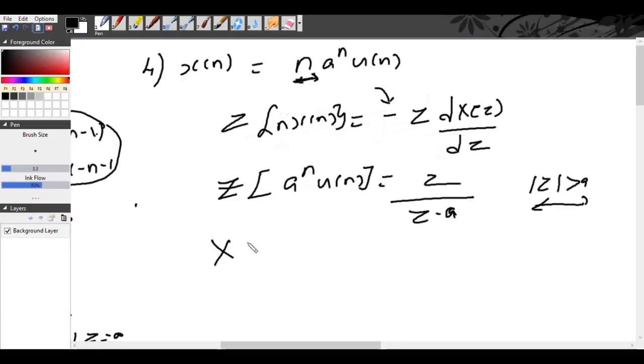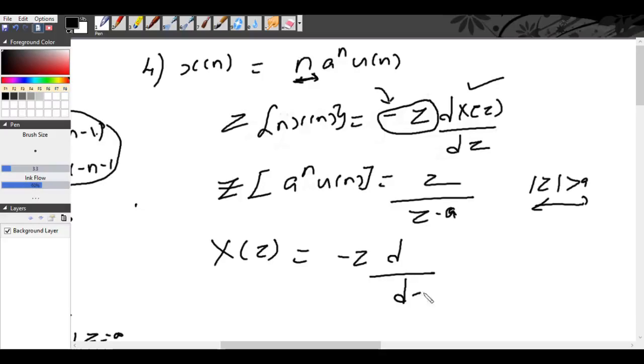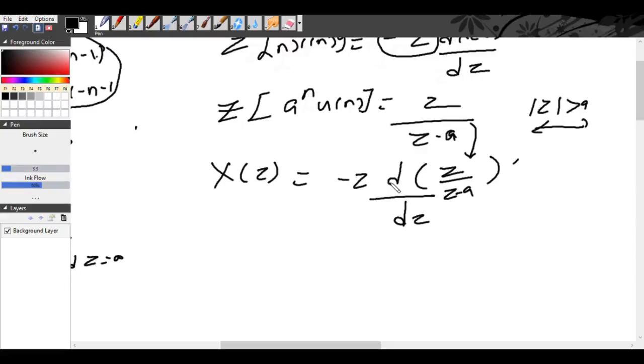So what I have to do? If n comes in the time series, I have to differentiate one time and multiply with minus z, right? So exactly I'm going to do the same: minus z d by dz of what we have already found, which is nothing but z by z minus a. So what I am saying is, if such a question is asked, find the z transform, Laplace transform or Fourier transform of the basic signal and then differentiate one time. If it is n squared, differentiate 2 times and multiply with minus z squared. You have to follow those properties, that is all.